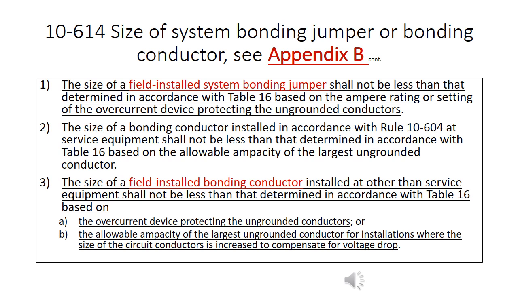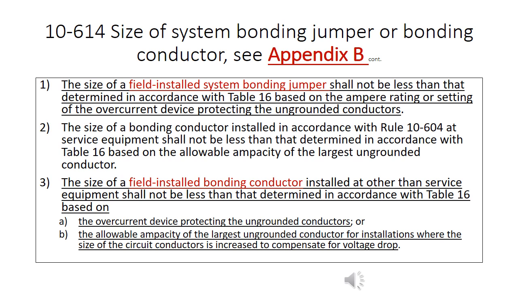Subrule 3. The size of a field-installed bonding conductor installed at other than service equipment shall be not less than that determined in accordance with Table 16 based on the overcurrent device protecting the ungrounded conductor or the allowable ampacity of the largest ungrounded conductor for installations where the size of the circuit conductor is increased to compensate for voltage drop. The next 4 slides discuss Rule 10.614.